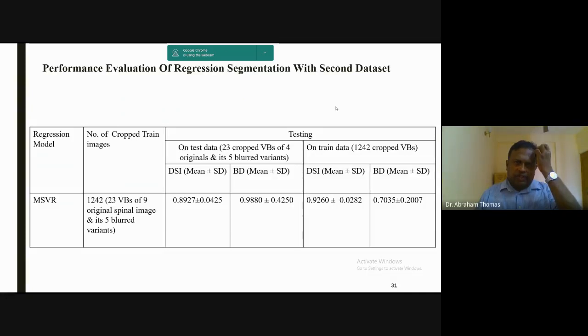Now, performance evaluation of regression segmentation with the second data set. The second data set had totally 13 sagittal images. Out of them, 9 were used for training and 4 were used for testing. So there were 23 vertebrae of 9 original spinal images and their 5 blurred versions, blurred with standard deviation of 0.2, 0.4, 0.6, 0.8 and 1. Thus we had totally 1,242 cropped images.